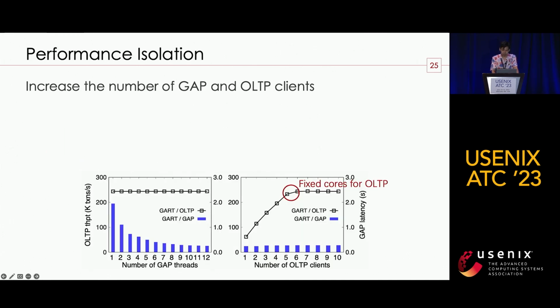We also evaluate the performance isolation by increasing the number of GAP and OLTP clients. It shows that the performance degradation on OLTP is trivial, and it is about 12% on GAP due to the version checking overhead.